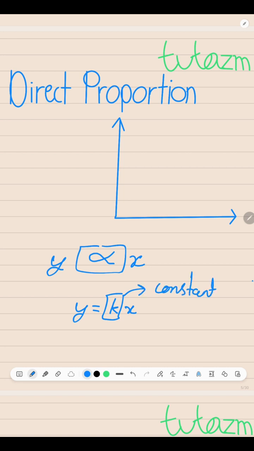Now what that would look like on a graph is a straight line graph, because it is a straight line equation, but there's no y-intercept, so the graph is always going to start at 0.